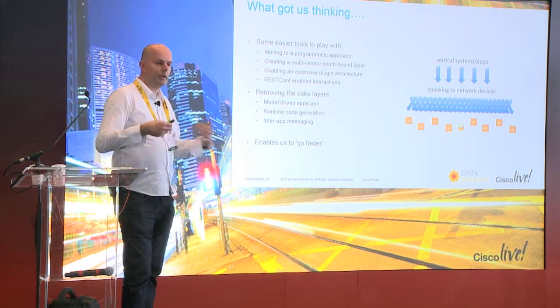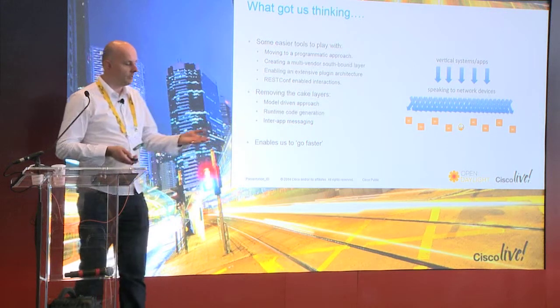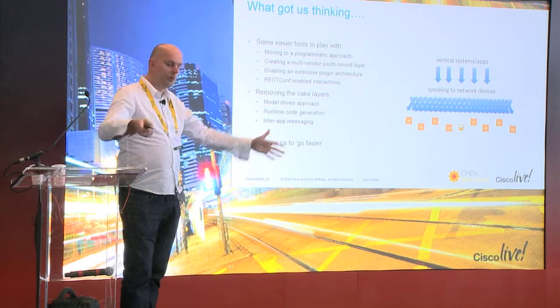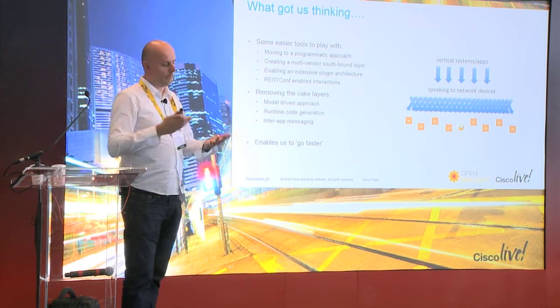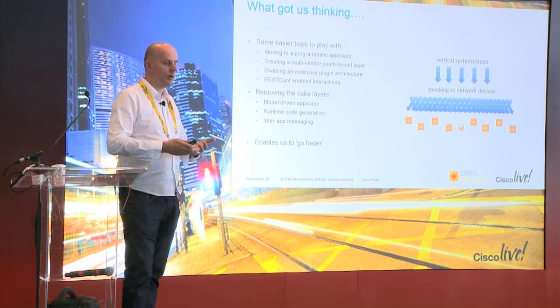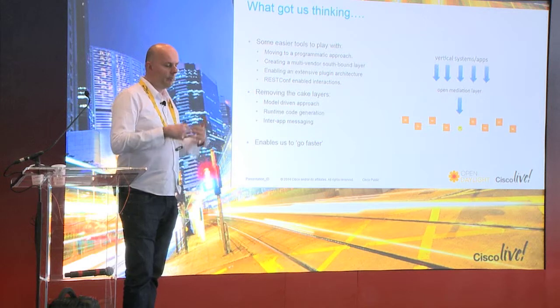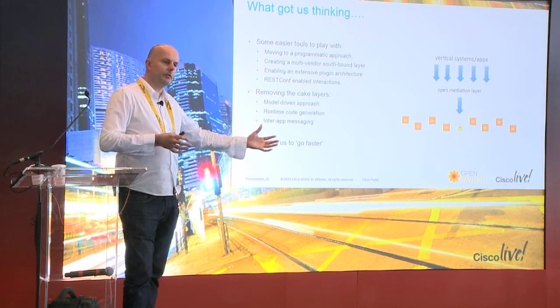So really, we want to go faster. That's the point of a programmatic approach. Today, as I say, we have many vertical systems and applications. They all speak to lots of network devices. It's a myriad of problems, everything from classic access list problems to silos of data. We need to try and get away from that. So we'd like to move to an open mediation layer, and OpenDaylight helps us to get there.